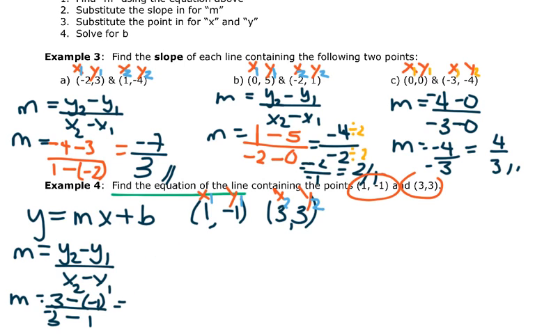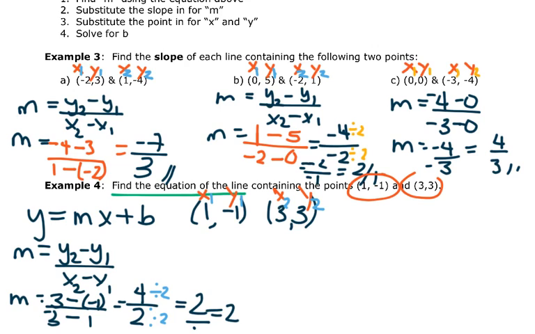Slope is equal to 3 minus -1, just 3 plus 1, which is 4, over 3 minus 1, which is 2. And if we divide by 2 in the top and divide by 2 in the bottom, you're going to get that the slope is just 2 over 1, which is just 2. Okay, so we got our slope. So why don't we plug that in?